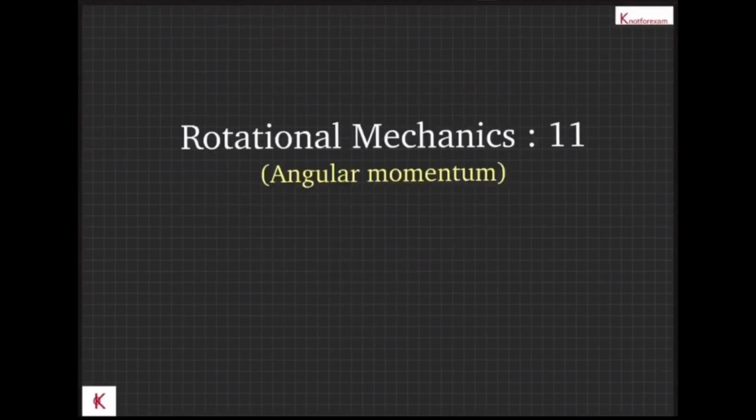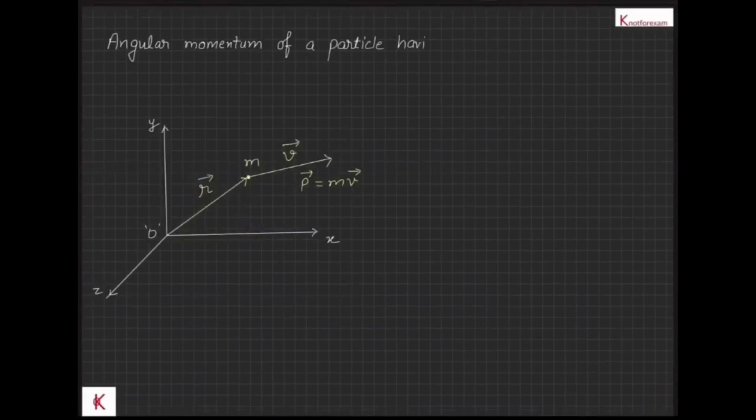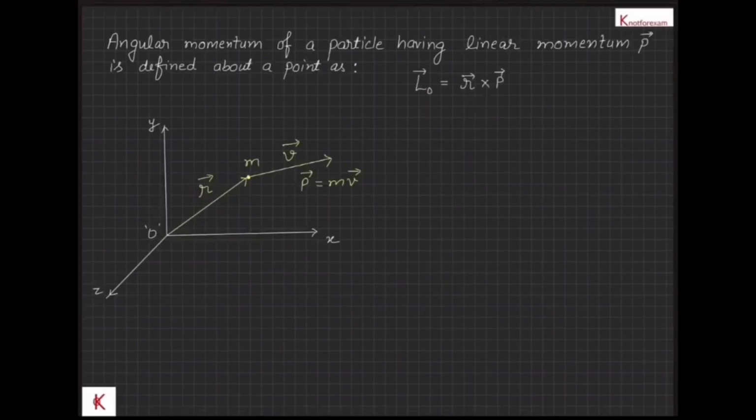And we are going to discuss a very basic physical quantity in rotational motion, that is the angular momentum. Angular momentum of a particle having linear momentum p vector is defined about a point as L vector is equal to r vector cross p vector, where r vector is the position vector of the particle about the point and p vector is the linear momentum of the particle.